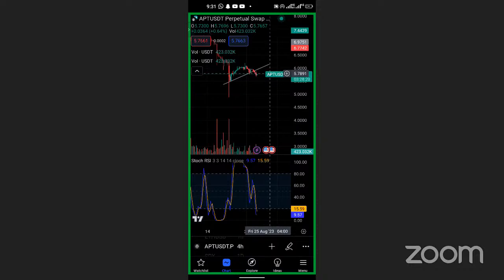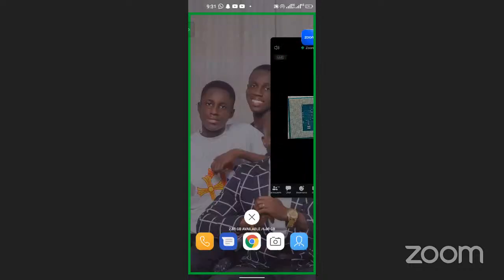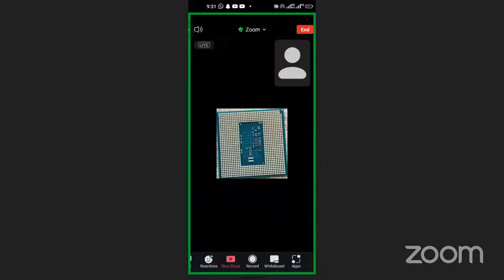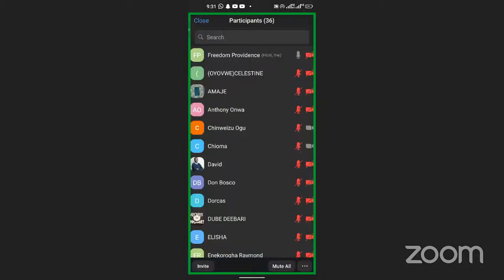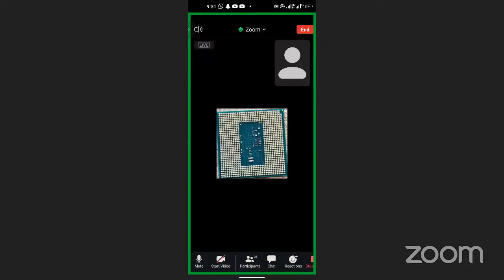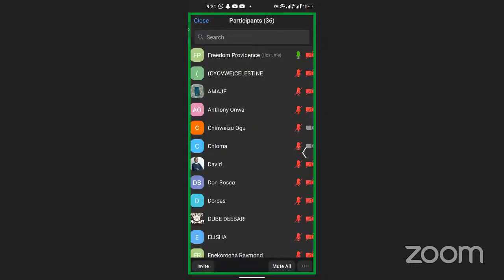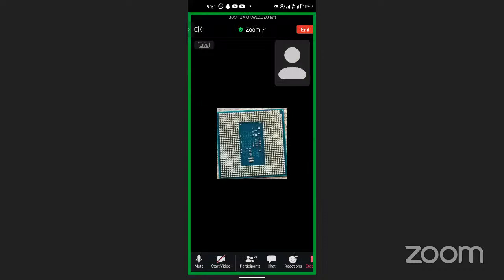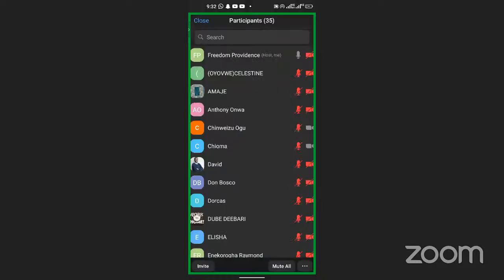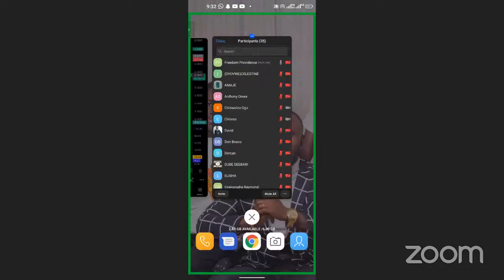Let me get to the Zoom so that if there are any questions, ask immediately before I move ahead. Those with questions, you can indicate or raise up your hand. Yes. Okay. I believe everyone is understanding.